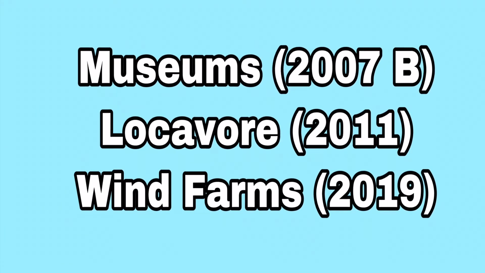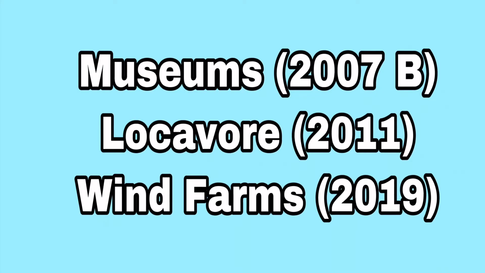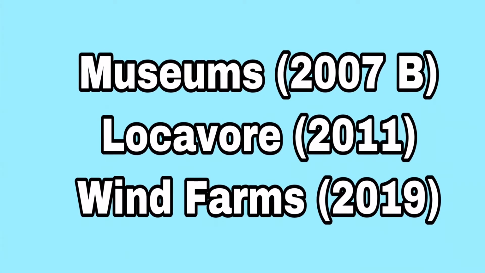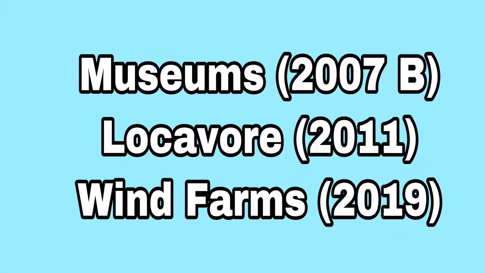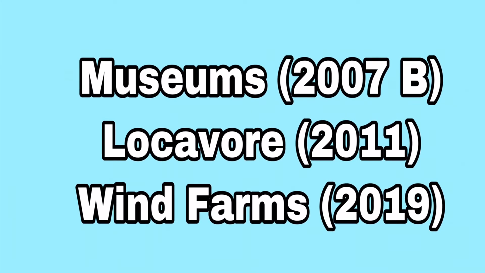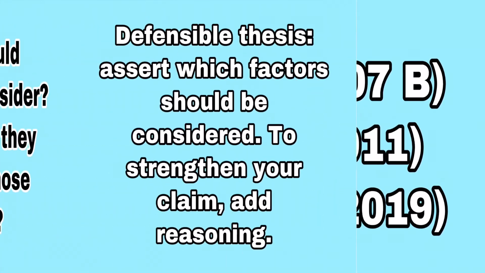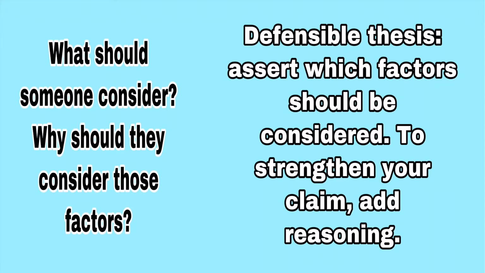If you're looking for a more approachable factors prompt, I would recommend the museum prompt from 2007 Form B. If you're looking to challenge yourself a little bit more, then I would recommend perhaps the locavore prompt or even the wind farm prompt, because a lot of students don't actually have a whole lot of background knowledge about either of those topics. Given the new rubric's emphasis on a defensible thesis, I've actually addressed this topic in previous videos, so I will link those in the iCards above and also in the description box below.